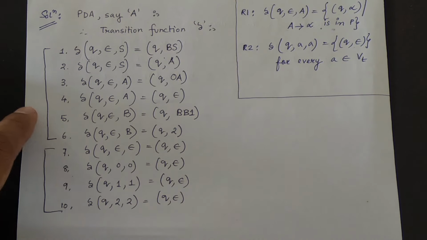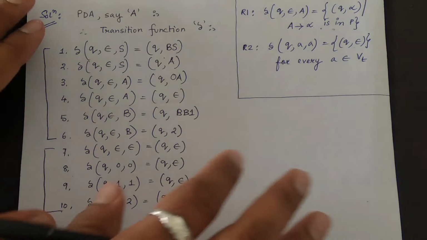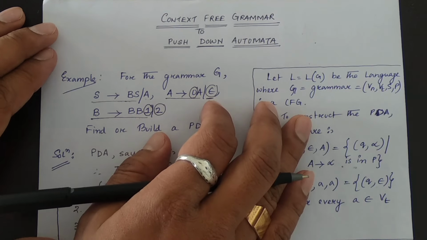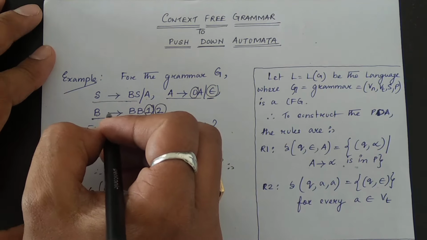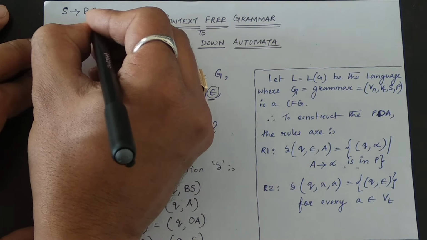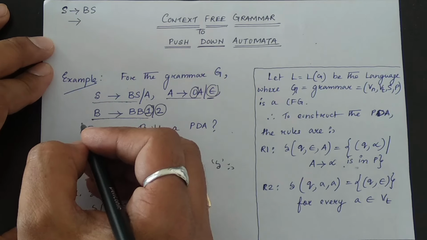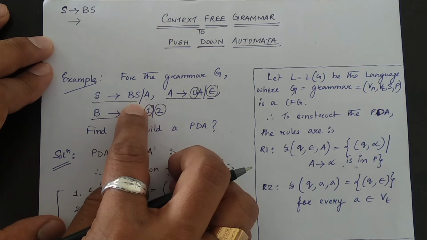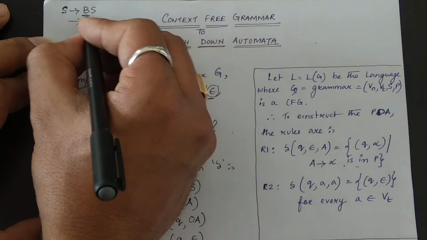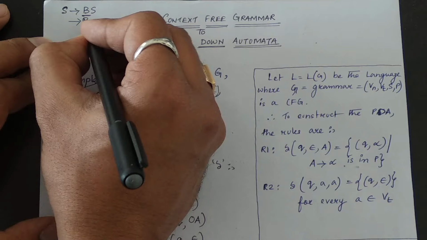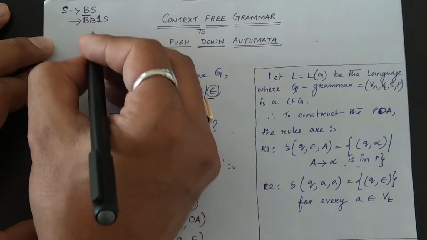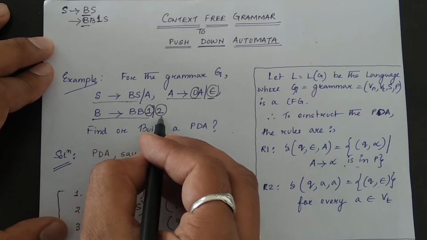So for this particular grammar I am writing down over here. For this particular grammar, let us derive a particular string. S tends to BS. Correct? S tends to BS. Now the first one I have taken. Now for B, suppose I am deriving BB1, so BB1S. Clear?